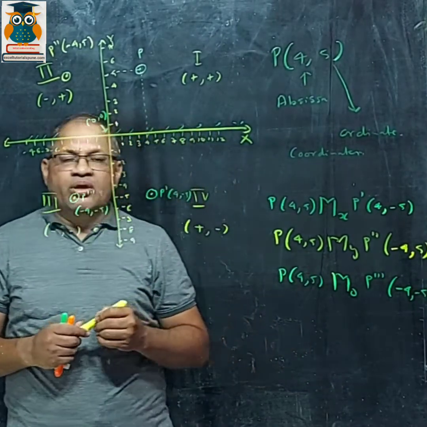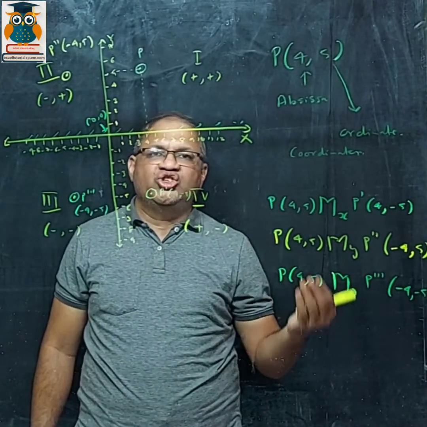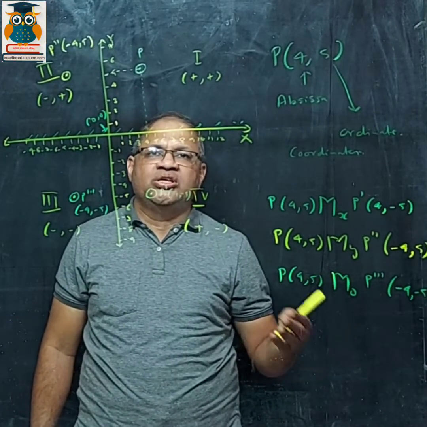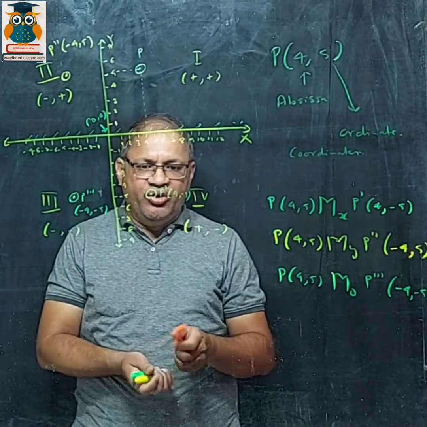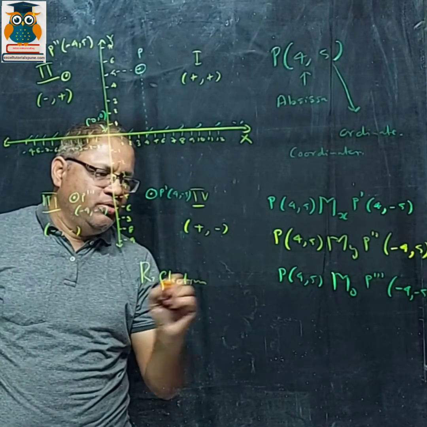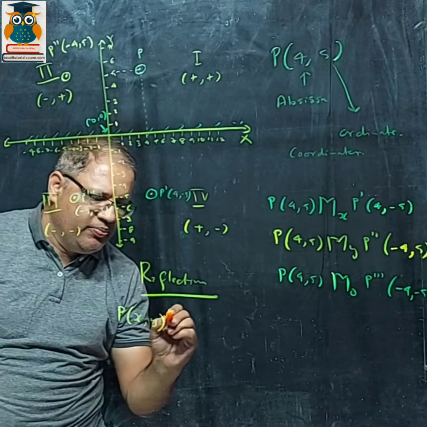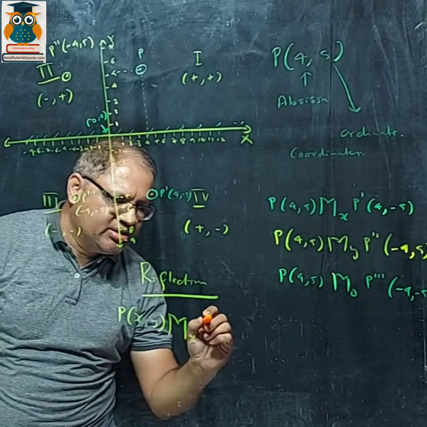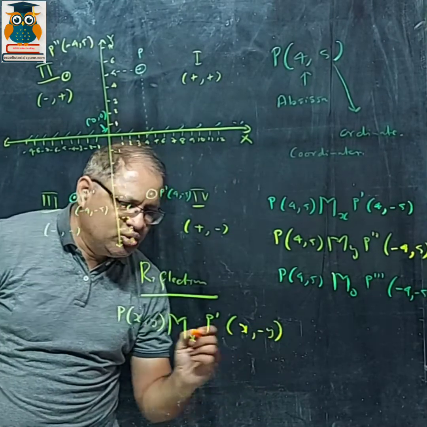So again, whenever it is reflection in the x-axis, the y coordinate changes. Reflection in the y-axis, the x coordinate changes. Reflection in the origin, both the coordinates change. Let's write the formulas for reflection. P (x, y), reflection in the x-axis gives you (x, -y).